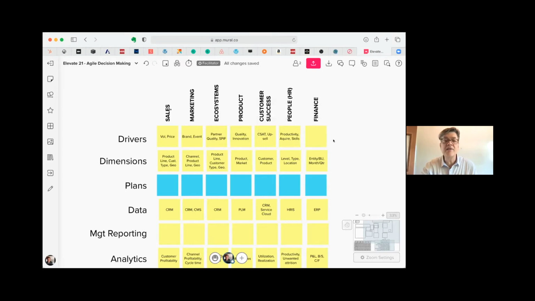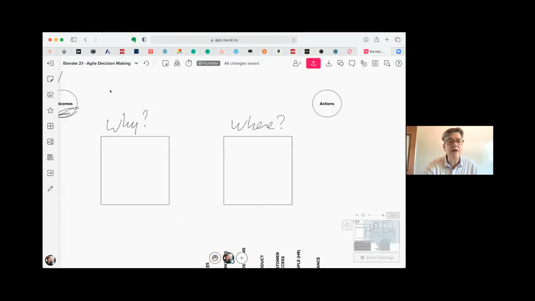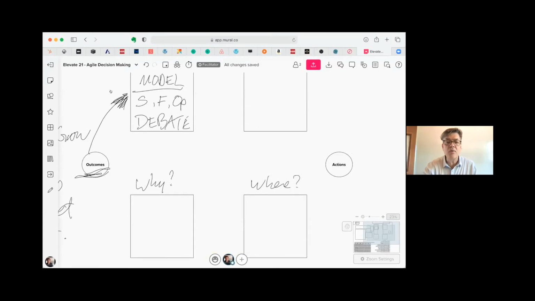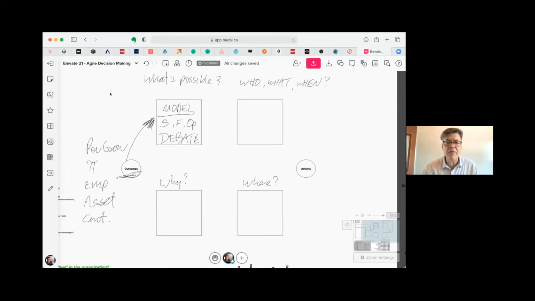And on the finance side, some of the key drivers are the line items of the P&L, balance sheet, and cash flow. So those are just to give you an idea of the number and types and kinds of data that can go into a model to build out an approximation of our business to answer the question, what's possible?